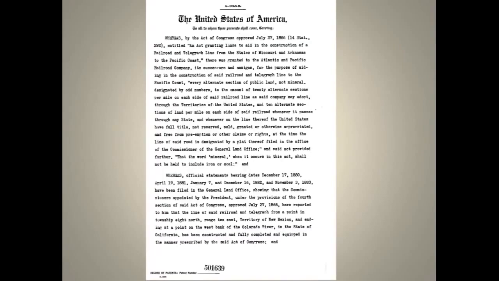This is the Phoenix Land District. And it says here, whereas by act of Congress approved July 27th, 1866, an act granting lands to aid in the construction of the railroads. This is one of the railroad patents. They granted the railroads 10 miles of land on either side of the railroad, wherever the railroad went, to help the railroad pay for the railroad. Anyways, it basically goes through and talks about that. Then the next paragraph says, if you want to pause it and read it, you're welcome to.